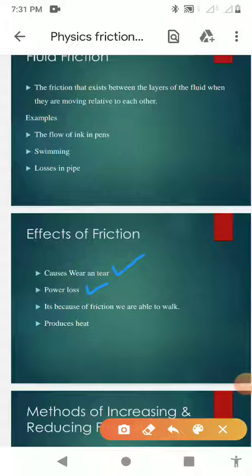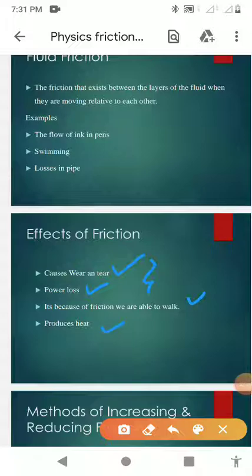And because of friction, it also has a positive effect. So these two are the negative effects, out of four. It has positive effects also, like because of friction we are able to walk, isn't it? When we walk, there is a frictional force between the lower surface of our shoes and the upper surface of the ground. If there is no friction, we are unable to walk or even stand, isn't it? So this is the positive effect.